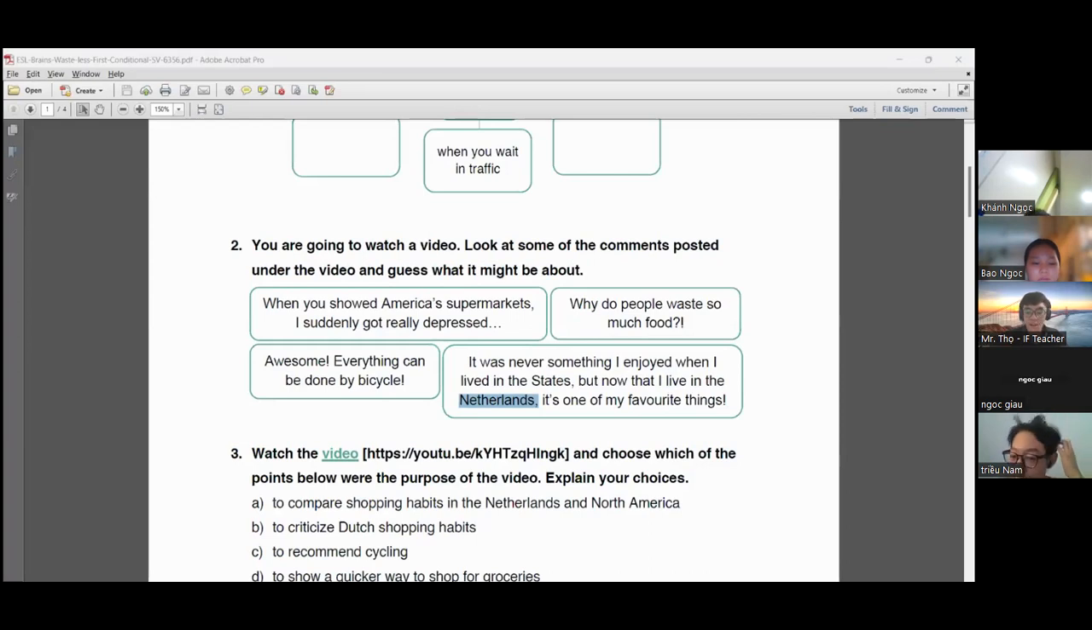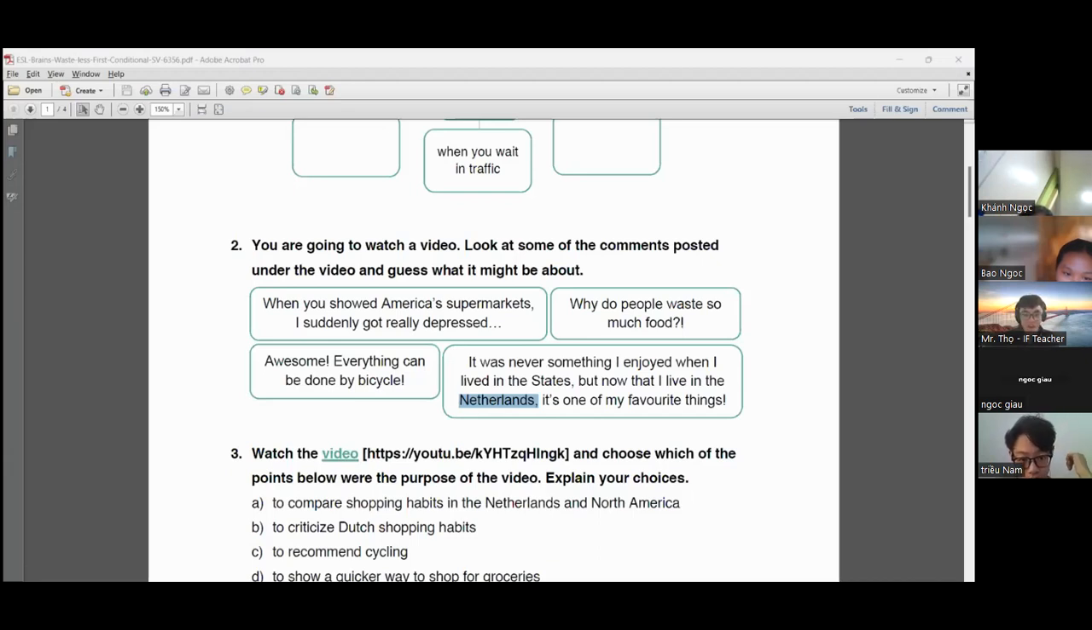I think also because of our previous exercise, maybe, this is because of wasting something. Yeah. Because that's the common saying, why do people waste so much food? Yeah. And maybe there's a difference between living in the States and living in Netherlands, so people are comparing it. Yeah, that's very good. You are almost there.